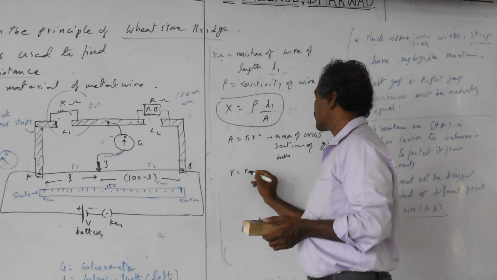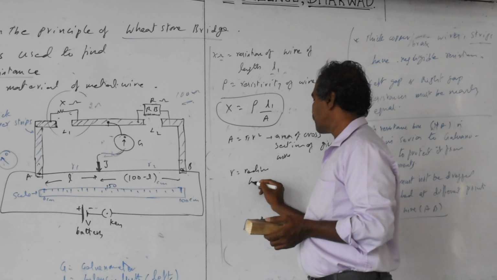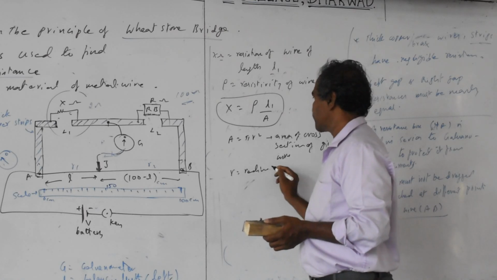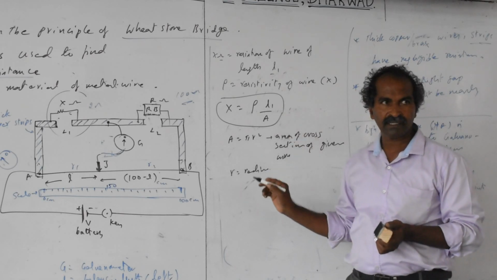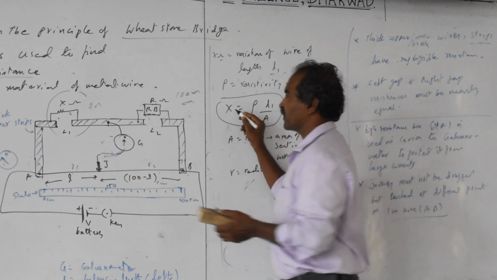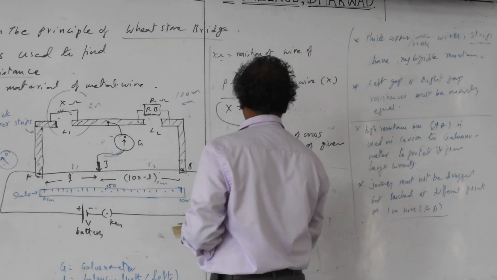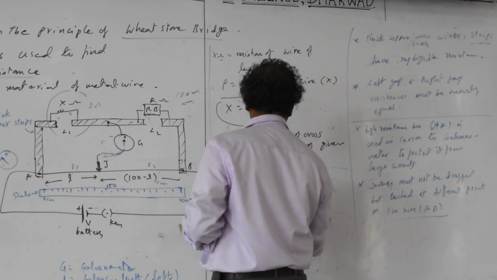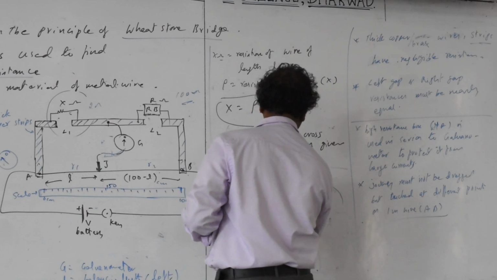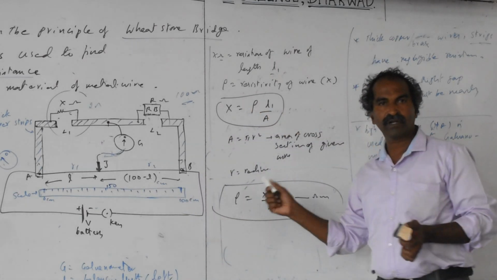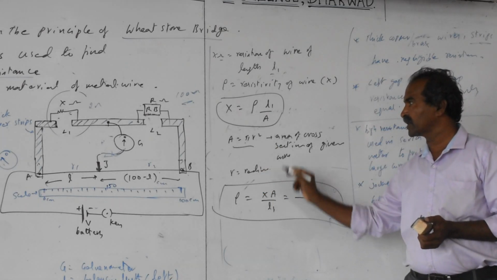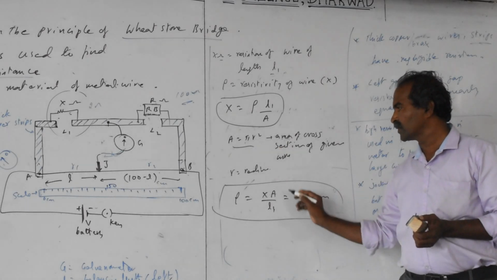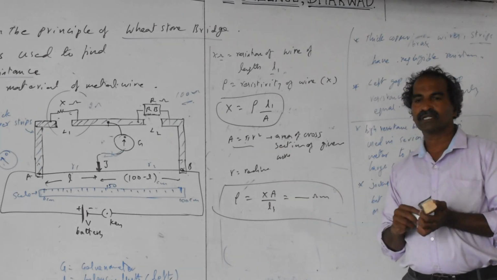R is the radius. You find the radius with the help of the screw gauge, but in the examination they will give the value of r and the value of L1. Find the area of cross section and find the X value by the previous method, and then find rho. So rho equals X into A by L1, and the answer is in ohm-meters. X is the unknown resistance you found before, A equals pi r squared, and L1 and r will be given. This is the radius of the wire, and you find the resistivity.